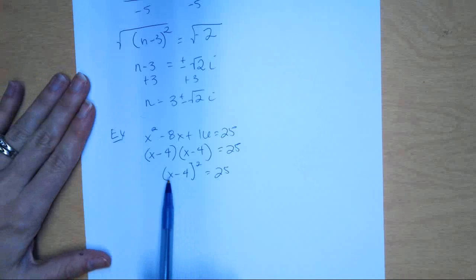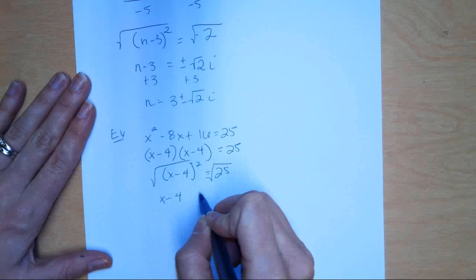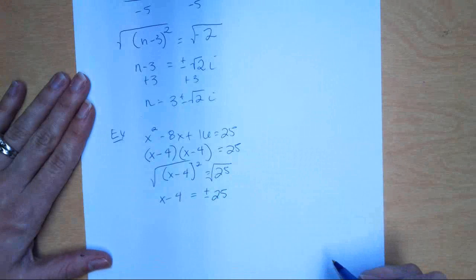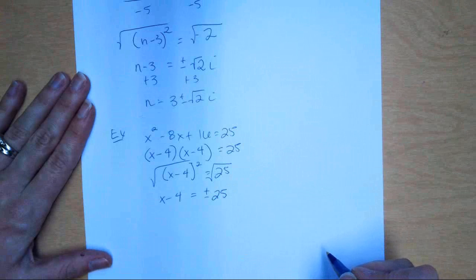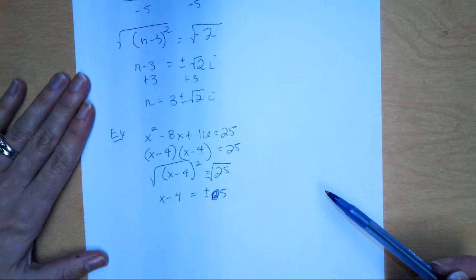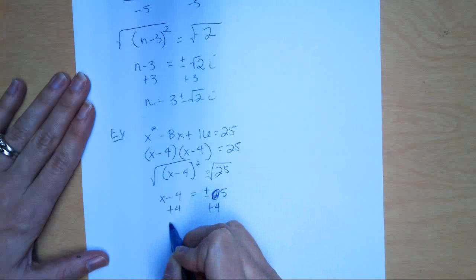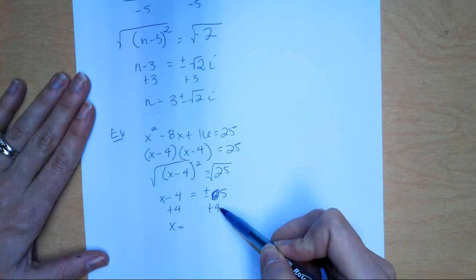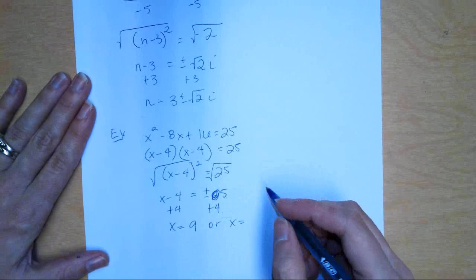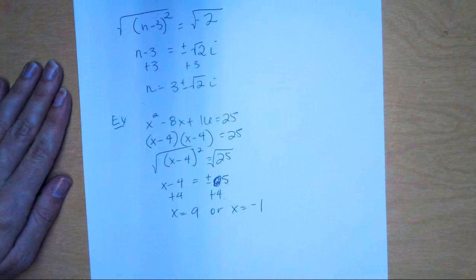All right. So how do we solve this? Take the square root, so we get x minus 4 equals, what is the square root of 25? 5, so plus or minus 5. And then add 4. So x equals 5 plus 4, which is 9, or x equals negative 5 plus 4, which is negative 1. So x equals 9 or x equals negative 1.